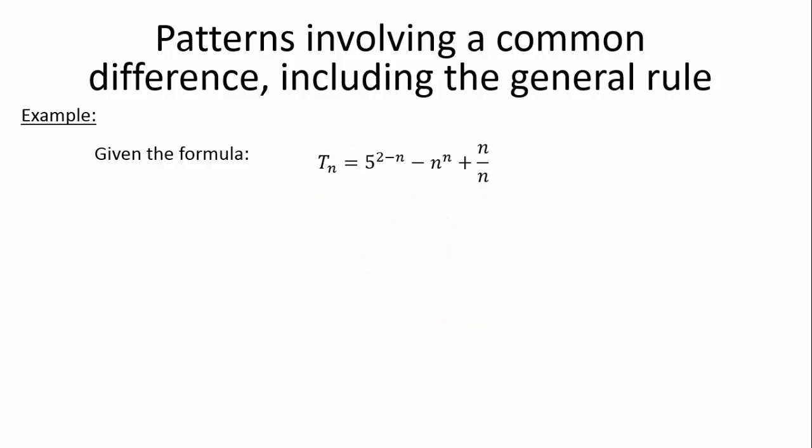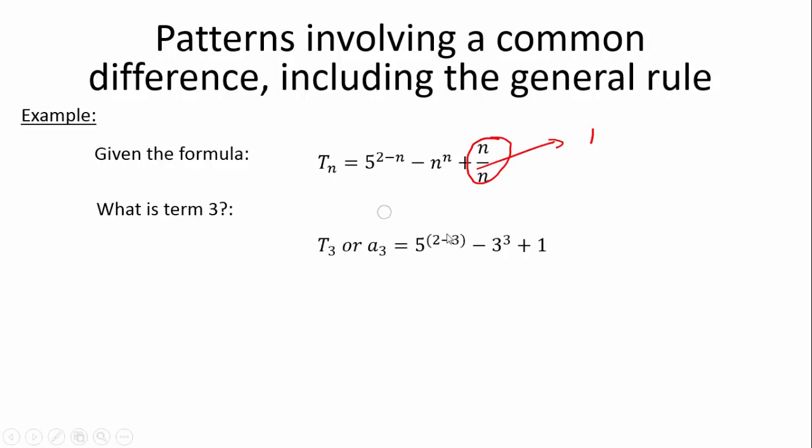Okay, we look at this formula. Now, this might look completely confusing, but you'll be able to do this. Tn is equal to 5 to the power of (2 minus n), plus n over n. Oh, a like term over a like term, that's going to go to 1 straight away. That's easy. Let's go. What is term 3? Now, term 3 is sometimes referred to as A3. So T could be the same as A, just the same thing. What is 5 to the power of 2 minus 3, minus 3 to the power of 3, plus 1? So, what is 5 to the power of negative 1 minus 3 to the power of 3? What is that? 27 plus 1. Right, that was easy. That went to our 1.